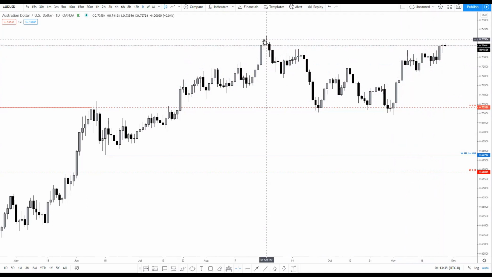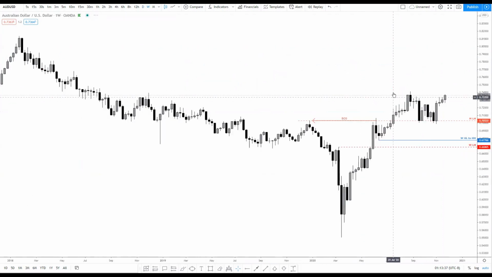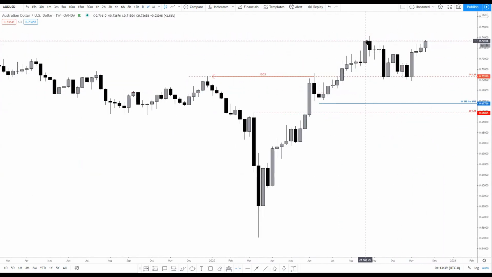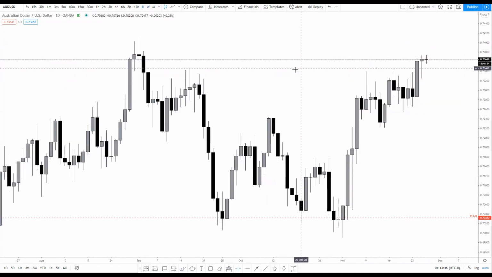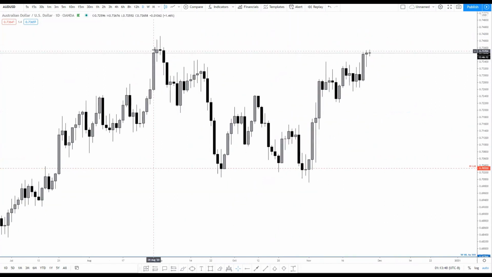And if price can break past this level from our weekly chart, we're now expanding our weekly structure as well, which would point even more bullish for this pair. And we could look for some nice explosions in price to the upside. What happens if price fails to break this right here? Then we start to get into consolidation potentially.